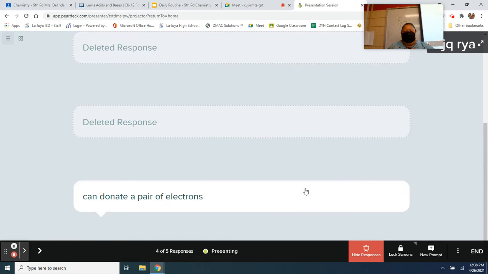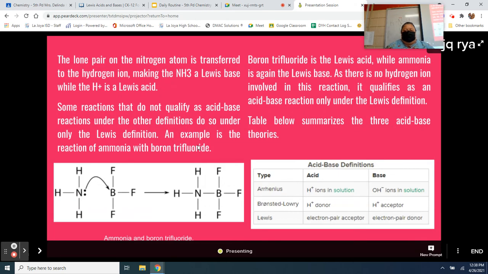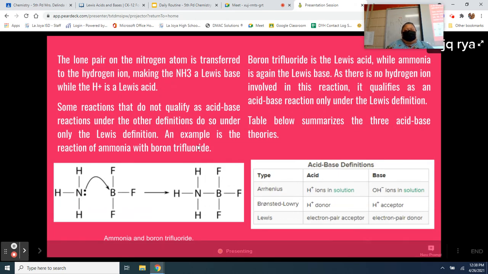Very good. What happened to those 2 responses? Come on, guys. Don't be shy. The lone pair on nitrogen is transferred to the hydrogen ion, making NH3 a Lewis base, while H plus is a Lewis acid. That's actually part of the last slide. Some reactions that do not qualify as acid-base reactions under the other definitions do so under the Lewis definition. An example is the reaction between ammonia and boron trifluoride. Okay, try this one out. What can you tell me?